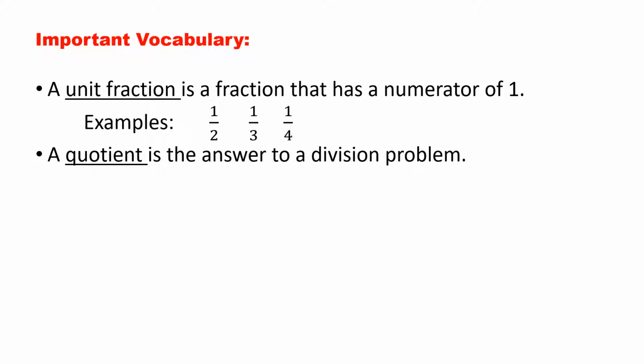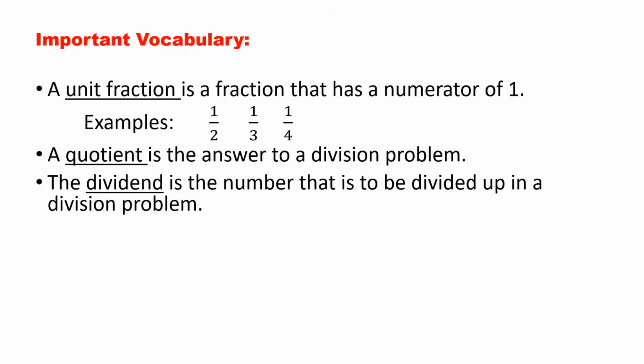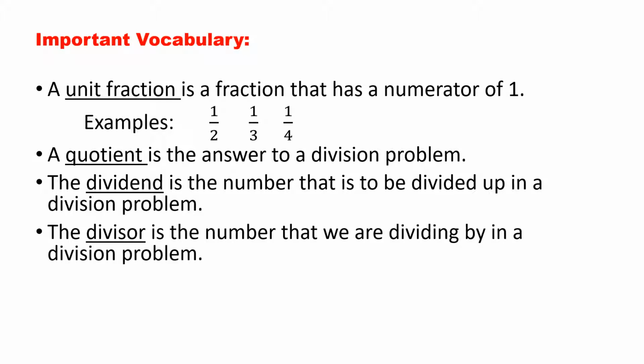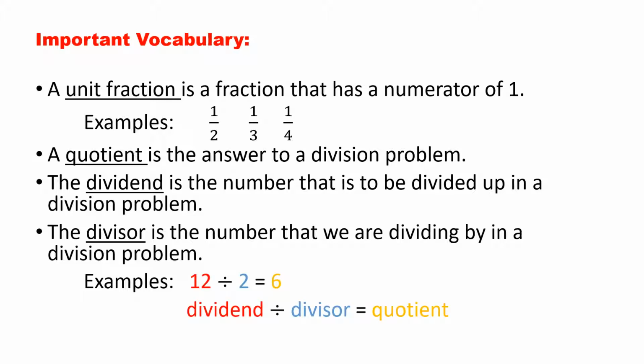A quotient is the answer to a division problem. The dividend is the number that is to be divided up in a division problem. The divisor is the number that we are dividing by in a division problem. For example, 12 divided by 2 equals 6. 12 is the dividend, 2 is the divisor, and the answer to the division problem is 6, which is the quotient.